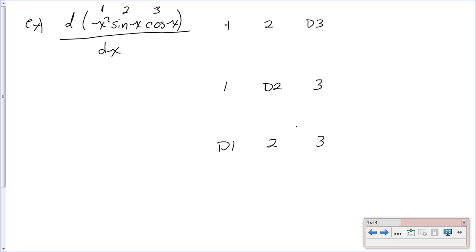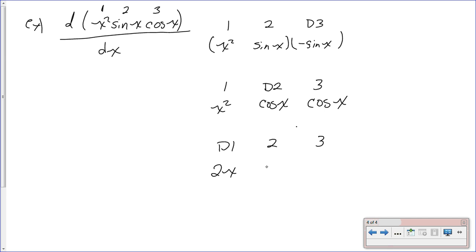So first function, x squared. Second, sine x. Third, derivative of cosine is negative sine. So now first function, x squared. d2, derivative of sine is cosine. And then 3 is cosine. And then derivative of the first one's 2x. And then sine x, cosine x.